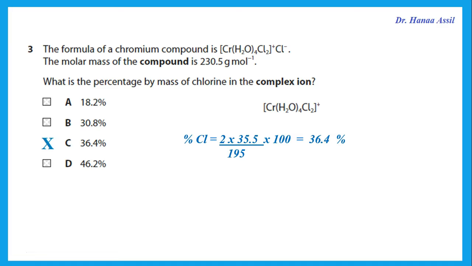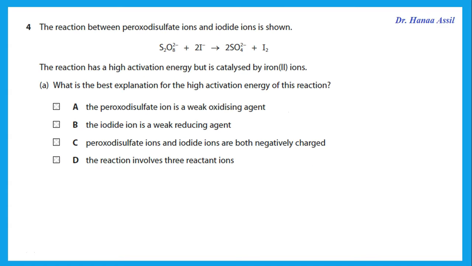We're talking about that complex ion without that extra chloride that's outside. The reaction between peroxodisulfate and iodide ions is shown. The reaction has a high activation energy but is catalyzed by iron 2. What is the best explanation for the high activation energy of this reaction?